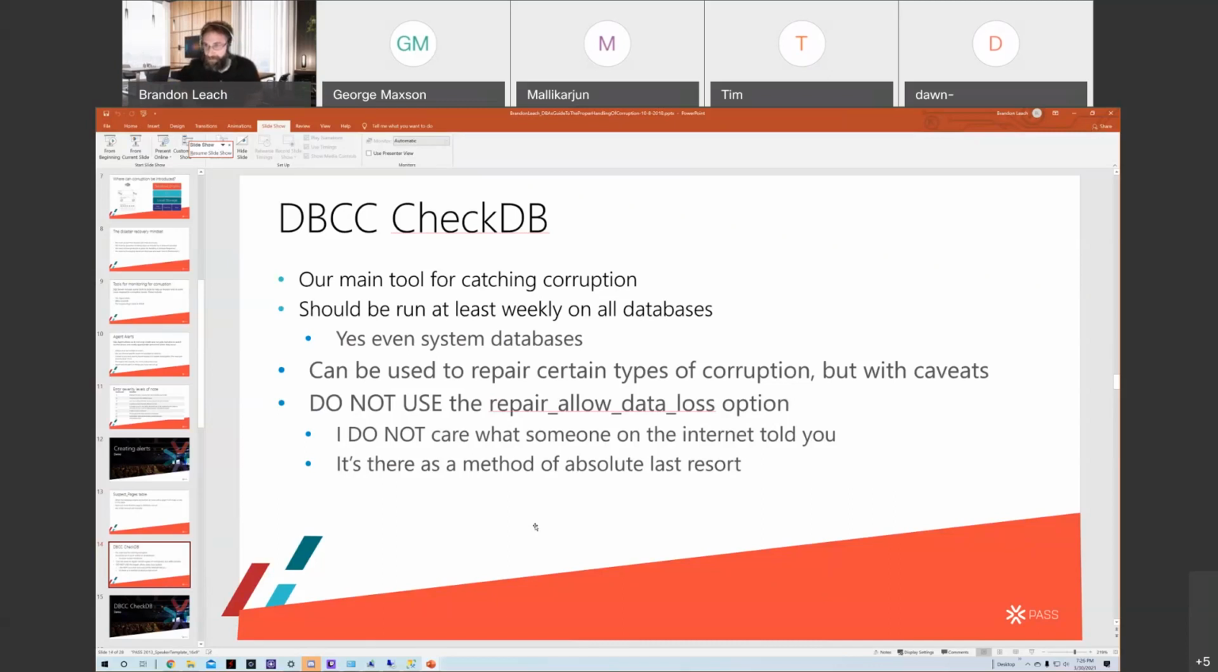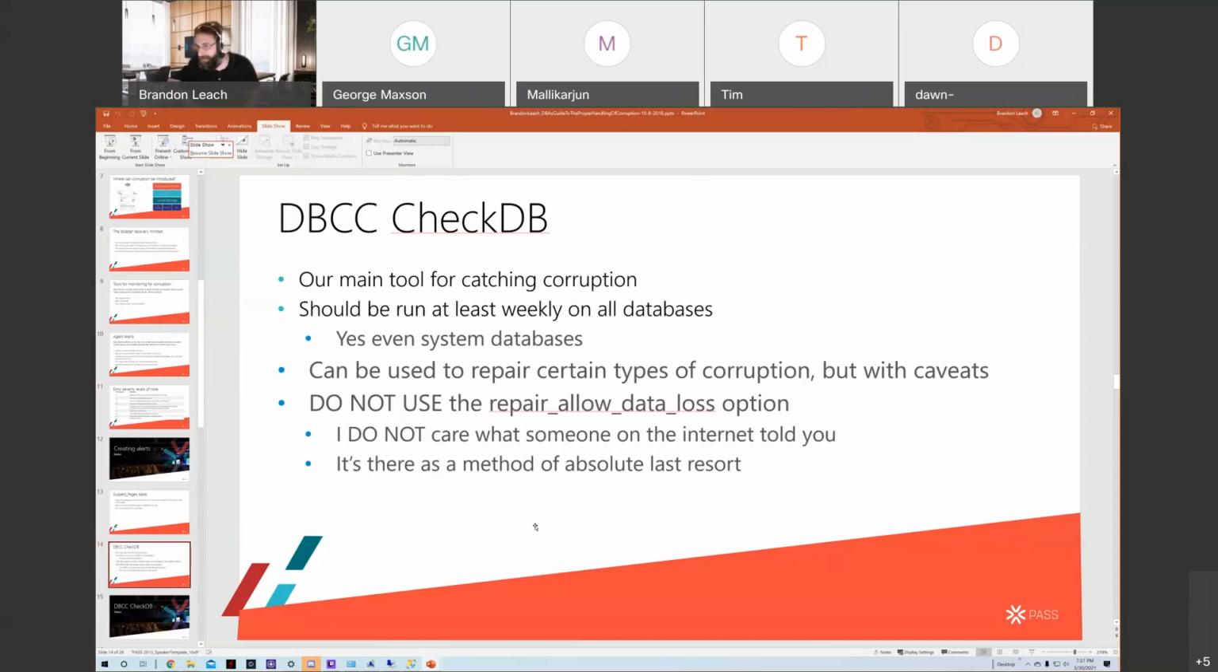But CheckDB is kind of our main tool for catching corruption. It should be run on all databases, including system databases. I know that it's hard to find time to run it at least once a week. The business likes to shove batch processing through on weekends. You barely have enough time for your backups and index and stat rebuilds. I get it. But this is one of those things, if you're not running it, you're gonna bite yourself on. I'm actually gonna show you a very elegant solution that many of you may be able to just run with for how you can do it.